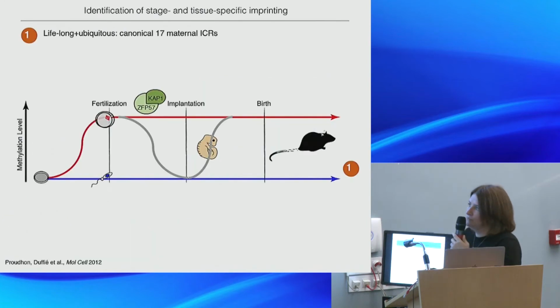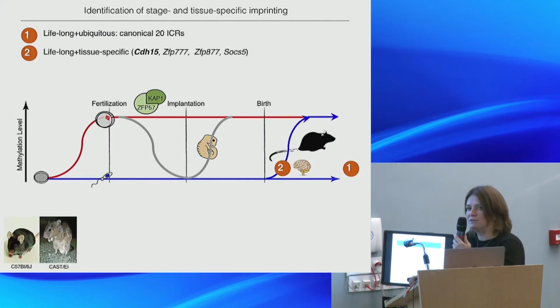And just to sum up what we found, we are not able to find any new canonical maternal ICR, meaning an ICR that will stay as maternally methylated throughout life in all tissues. So what we could refer to as lifelong and ubiquitous. So all the formerly known ICRs were referred to as lifelong and ubiquitous, methylated on the maternal allele everywhere, in all the tissues you can look at. But we found other forms of imprinting.